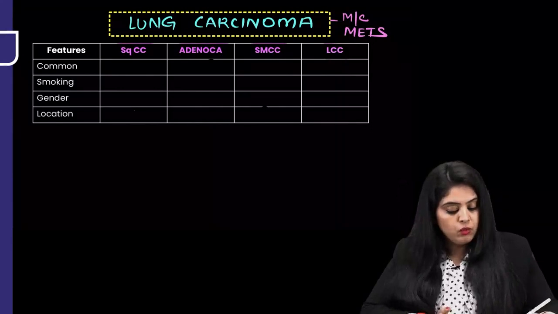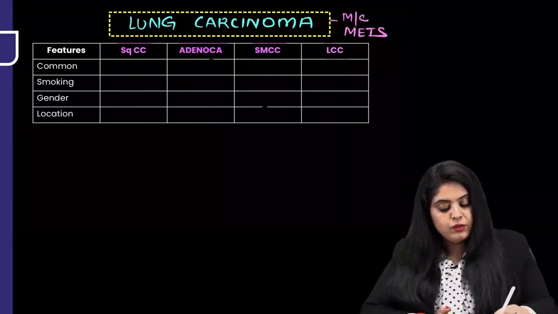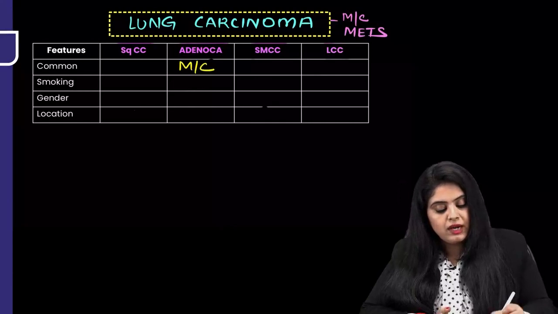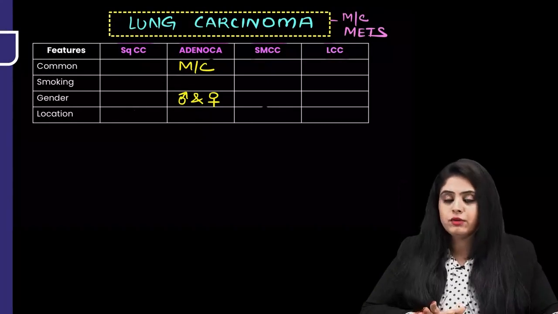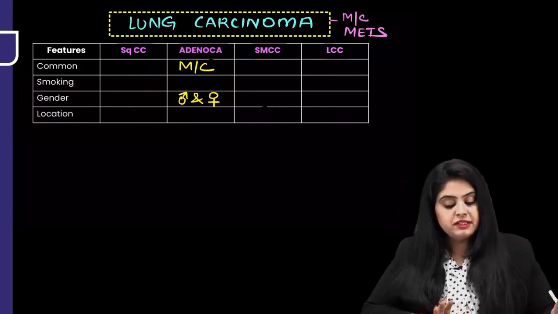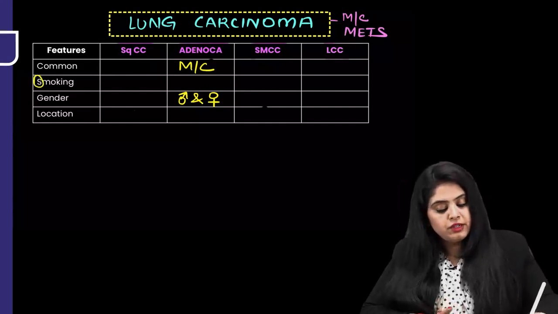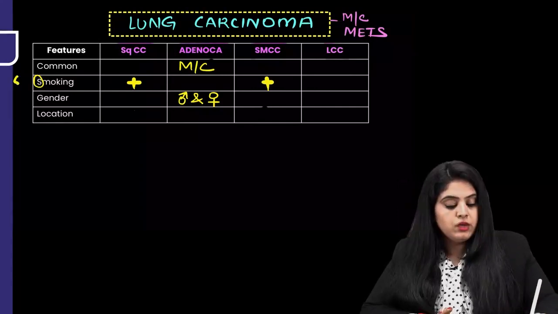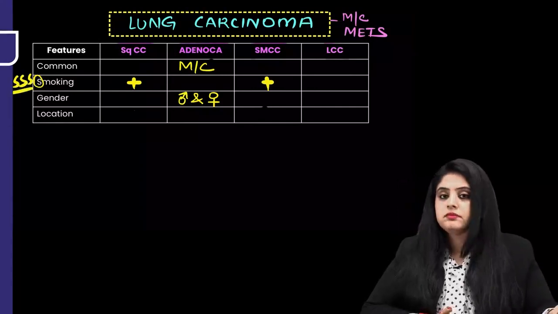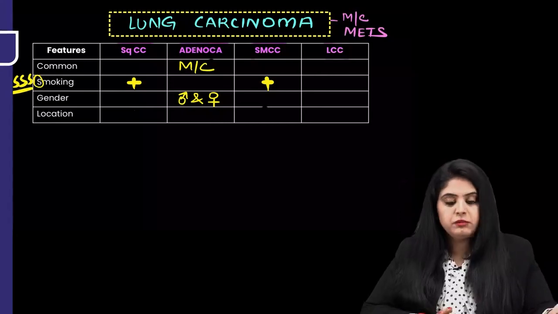Now, out of these, the most common is going to be adenocarcinoma, and that is going to be more common in males as well as females. That's the gender preponderance you have to know. Adenocarcinoma is the most common in males as well as females. Which are the ones associated with smoking? So smoking ke saath SSS wale tumor. Smoking, squamous, small. Smoking, squamous, small.